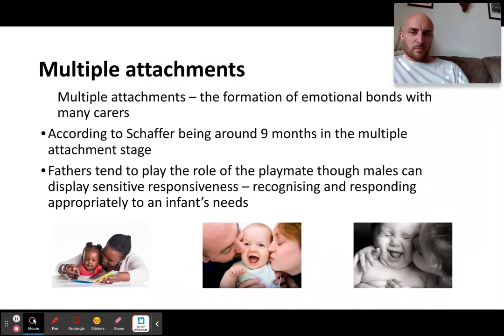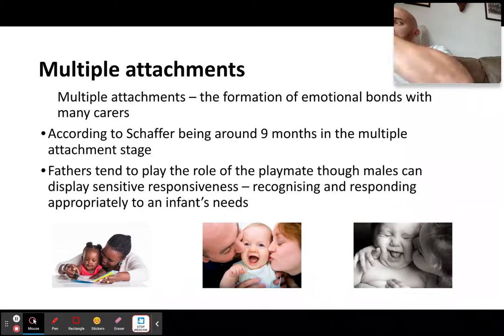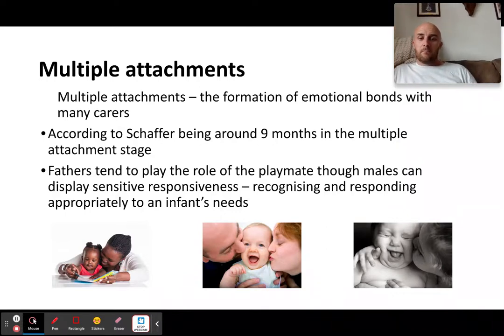There isn't much you need to know about multiple attachments. They start at 9 months old. Fathers tend to, and this is quite important before we get into this, fathers play the role of the playmate better than mums, much better. Mums are too protective generally to play this role. Fathers tend to be a bit riskier in their play.